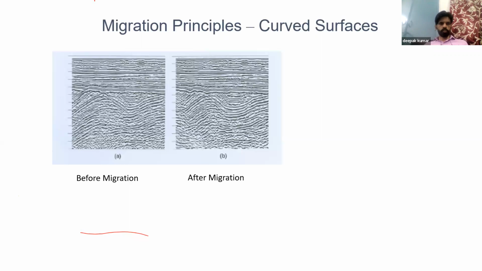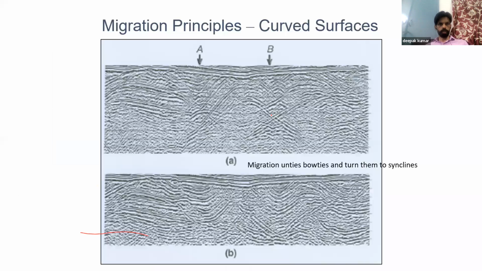This is also the same thing. Before migration, how the stack section changes in resolution. This is before migration. You can see here multiple bow ties are visible, but once the migration is applied, the reflectors are brought to their actual position, and the effect of bow tie has been reduced. Here also you can clearly see the bow tie effect, and after migration it has been suppressed.